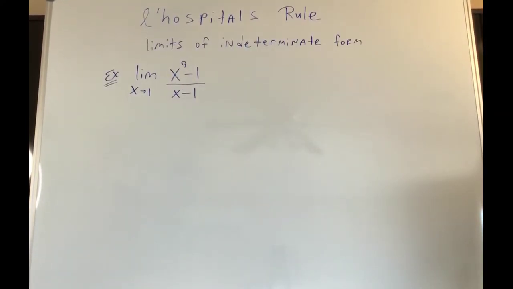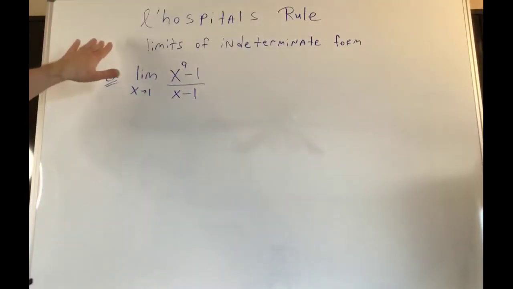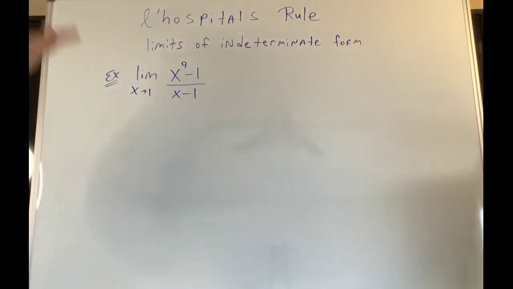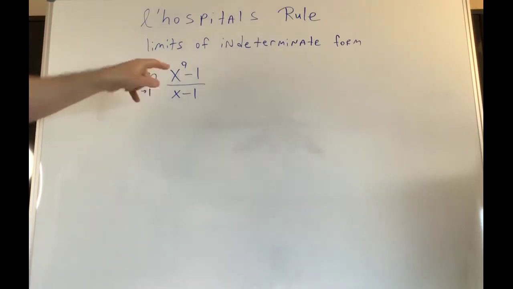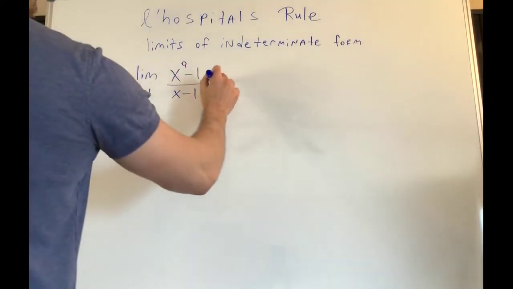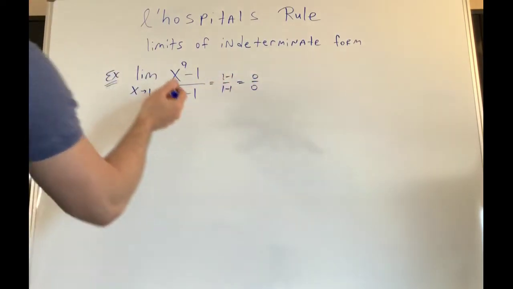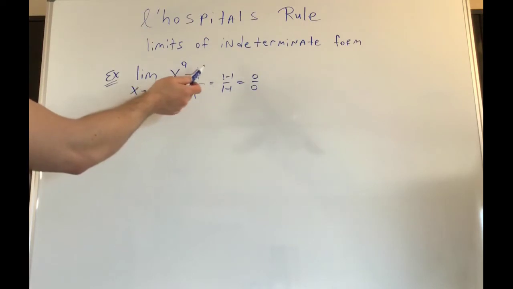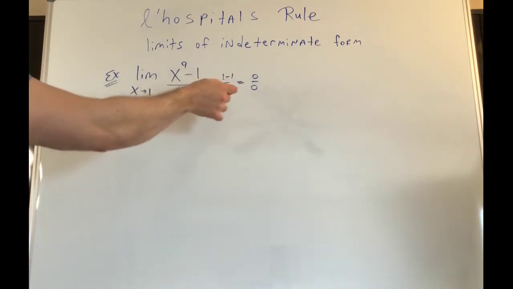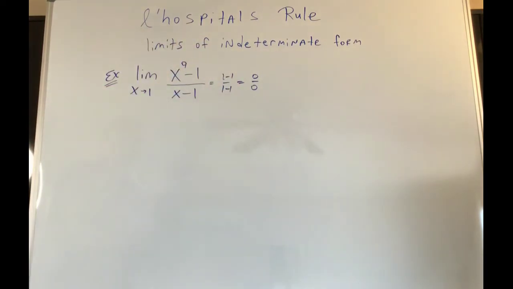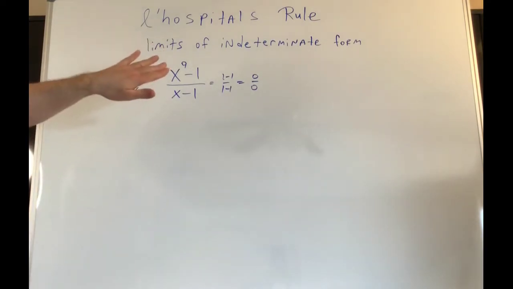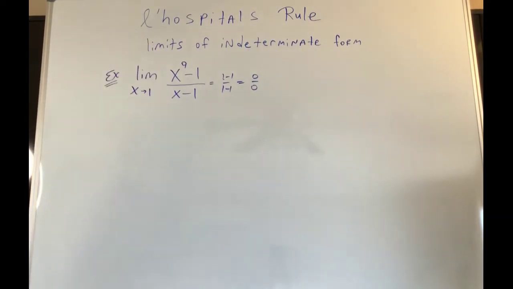Alright, so I've written another one here. Limits of indeterminate form. Remember, indeterminate means you can't determine it. If you try plugging in, 1 to the ninth is 1. 1 to any power is 1. Take away 1, you get 0. 1 minus 1 is 0. So you get 0 on top, 0 on the bottom. That's what indeterminate form is: 0 over 0. Indeterminate form is also infinity over infinity. We're not going to deal with that right now.